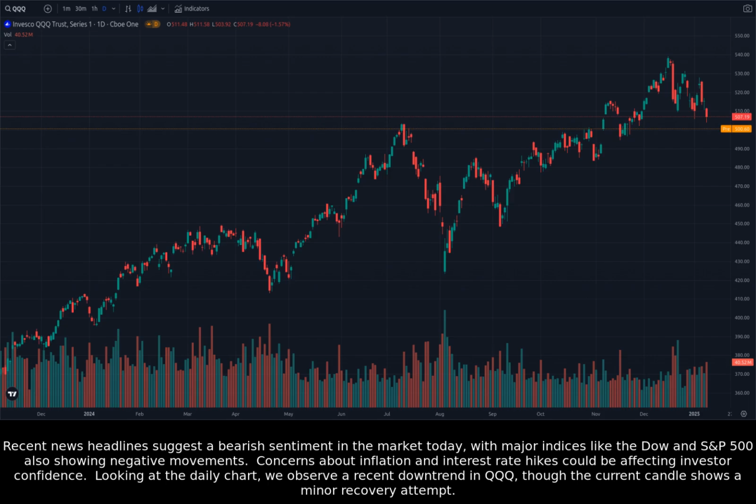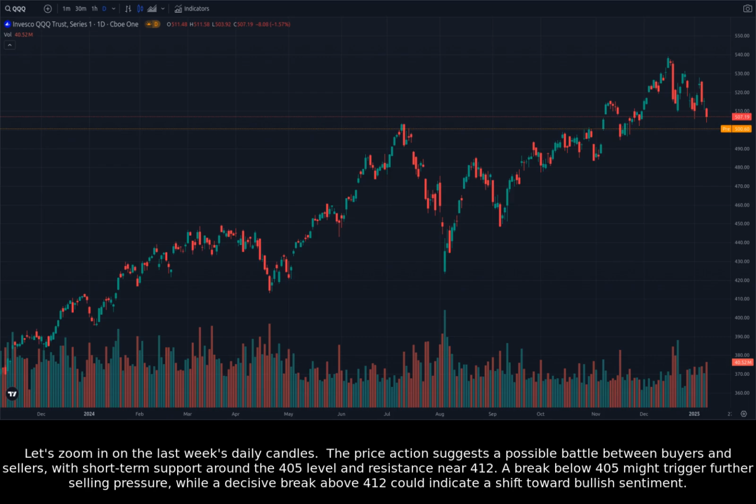Looking at the daily chart, we observe a recent downtrend in QQQ, though the current candle shows a minor recovery attempt. Let's zoom in on the last week's daily candles.